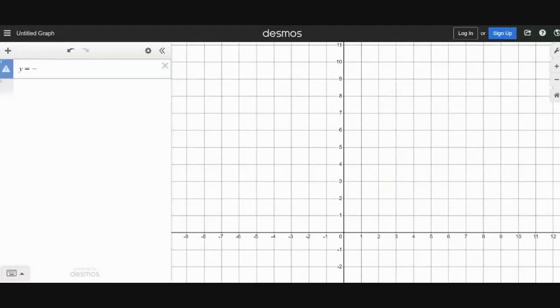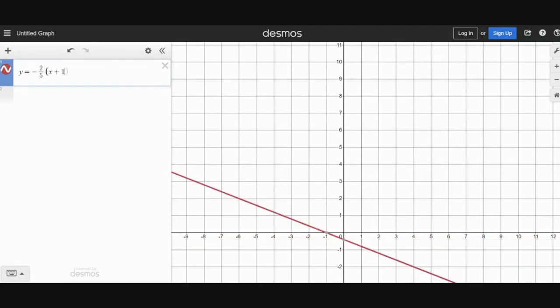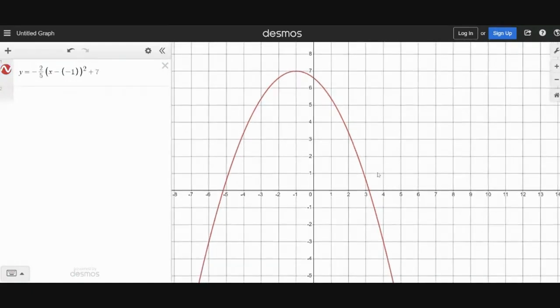Okay, so it's negative 2/5, and it was x plus 1, which is the same thing as x minus parentheses negative 1, because that's really what x plus 1 is. You have to put these numbers in. There we go, x minus a negative 1. It says x plus 1, but that's the same thing, to show us that it's going left. And then we said a plus 7 at the end. Okay, so here it is.